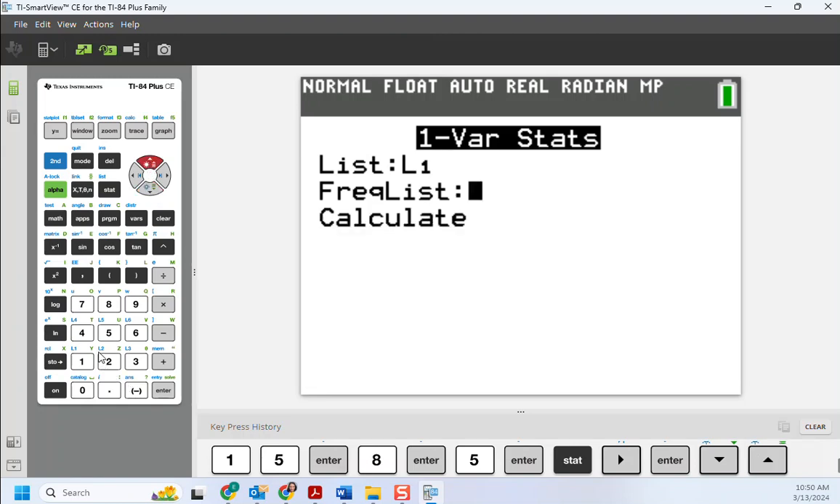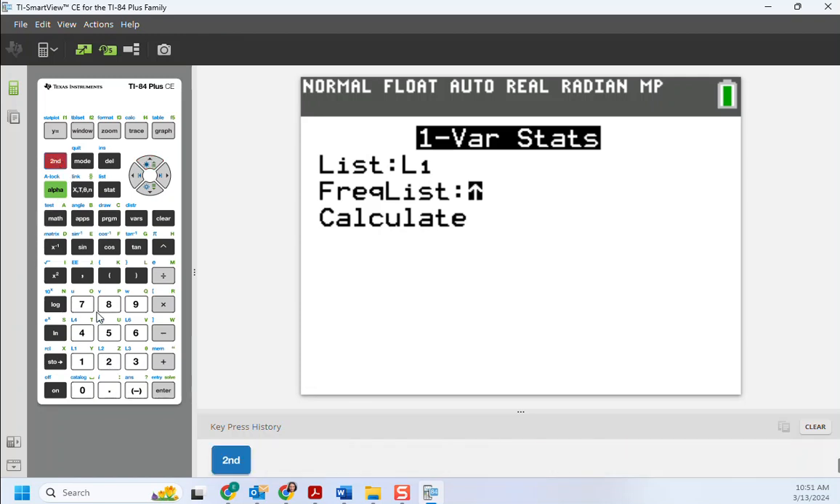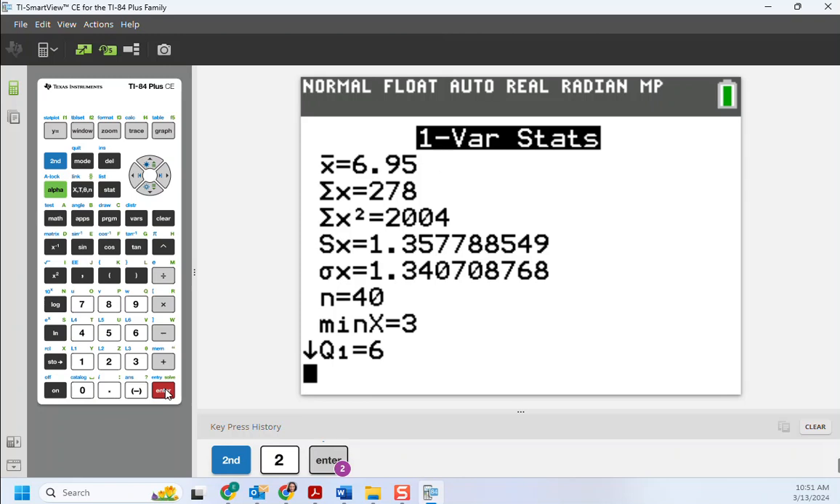That blue list 2 is above the number 2 on your calculator, so you press second and 2 to get list 2 in there. And press enter and enter. Now it's going to give you the average, including those frequencies. Raise your hand if you'd like to see that again.